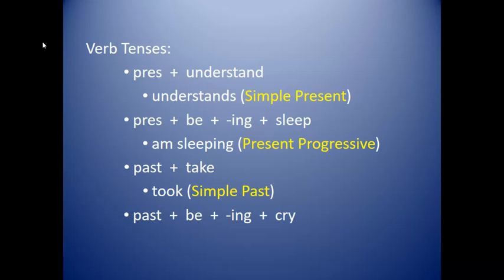And then the past of be plus ing plus cry, once again, is not going to be crying, but we have to use the past tense of be, which could be like was crying or were crying. We call this the past progressive. It's past because of was, and it's progressive because of the ing. So this is where some of these terms come from.